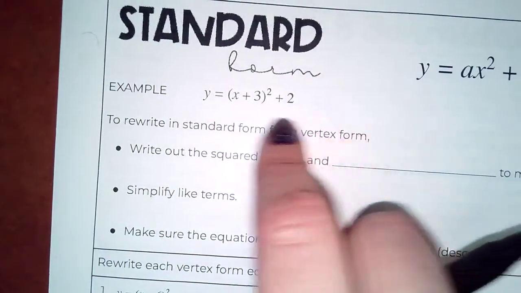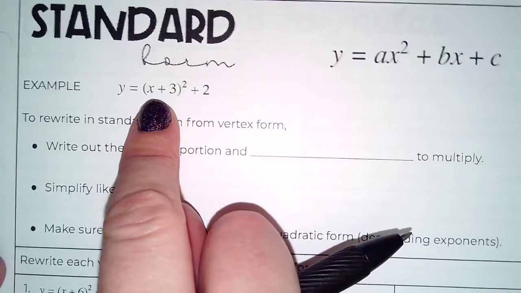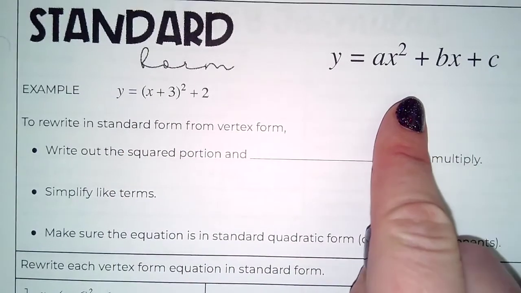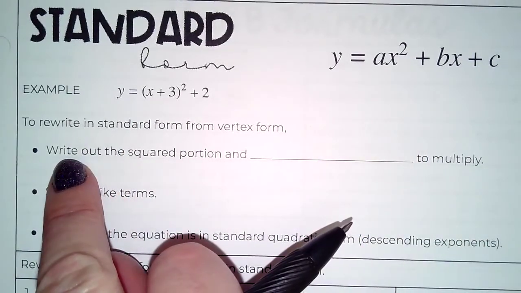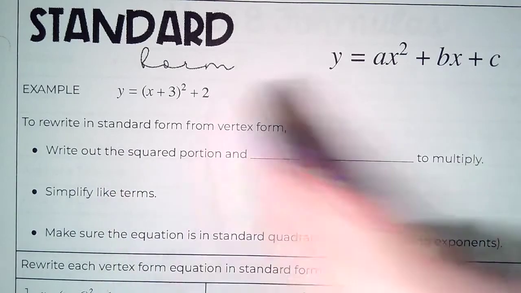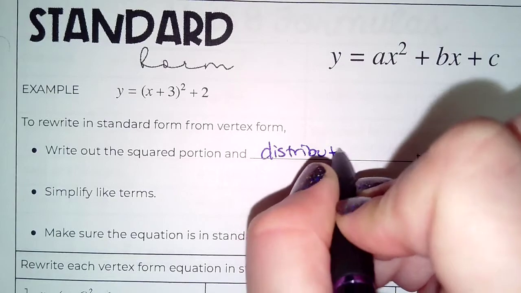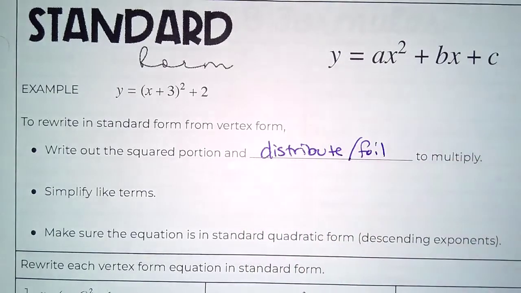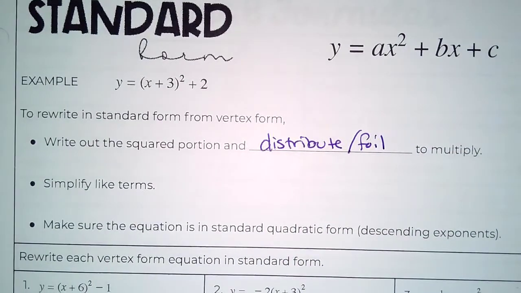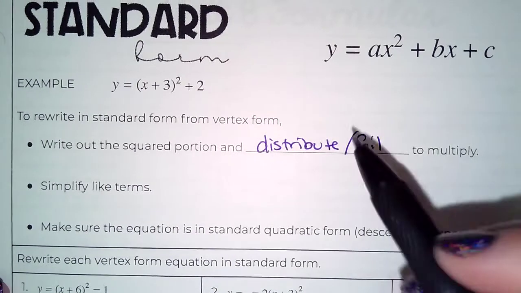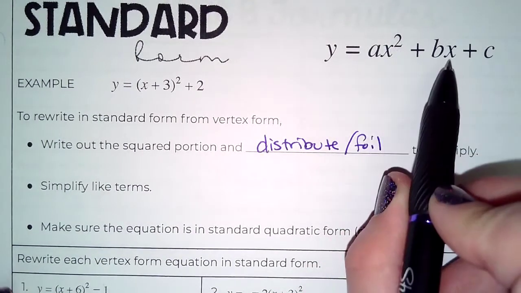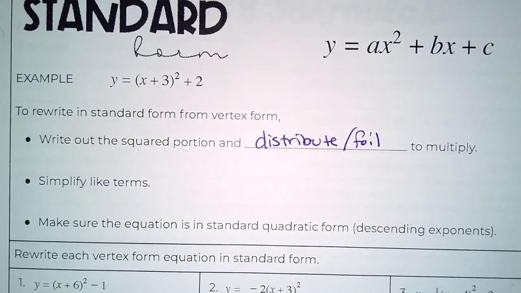If we want to write something that is in vertex form in standard form, we want to rewrite it. So write out the squared portion and distribute, slash FOIL to multiply. Simplify like terms. Make sure the equation is in standard quadratic form, so descending exponents. We want our squared term first, then our regular x, then our constant.